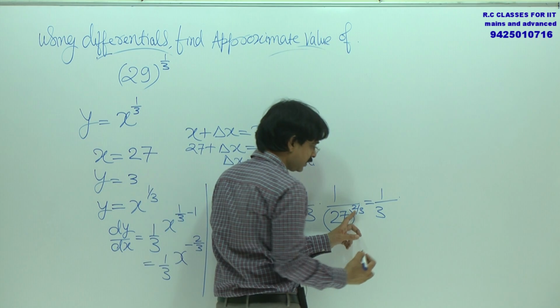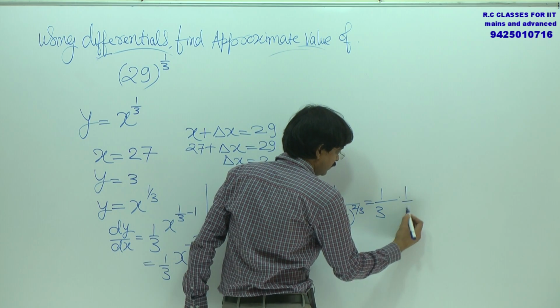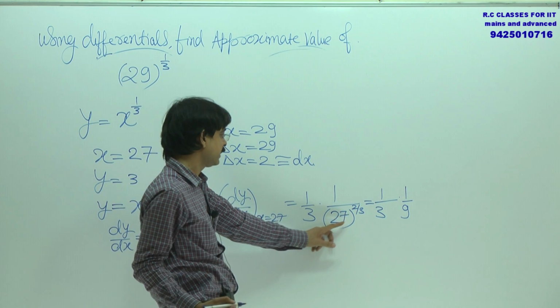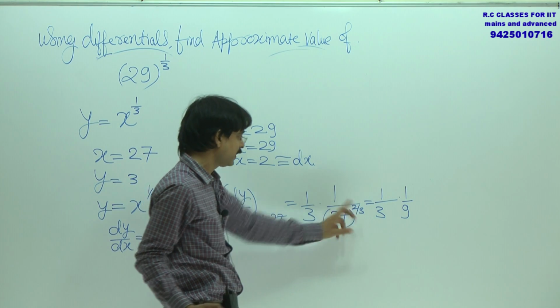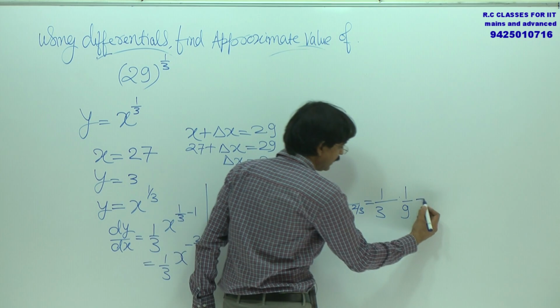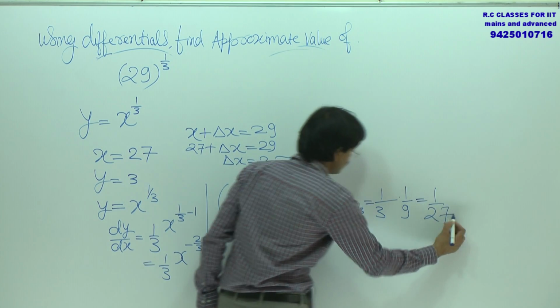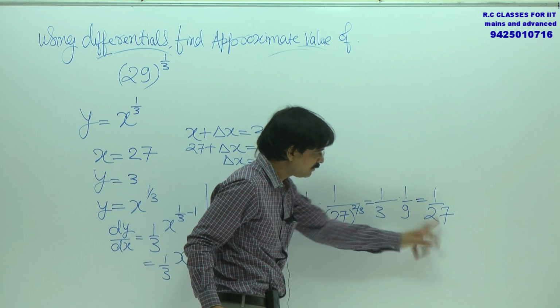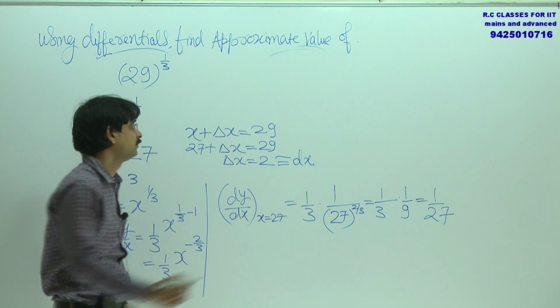3 cube, cube cancel होगा. 1 by 9. 3 it is going to be 3 cube, cube cancel हुआ, 3 power cancel, 1 by 9, it is 1 by 27. So we are getting dy by dx at x equals to 27 is 1 by 27.